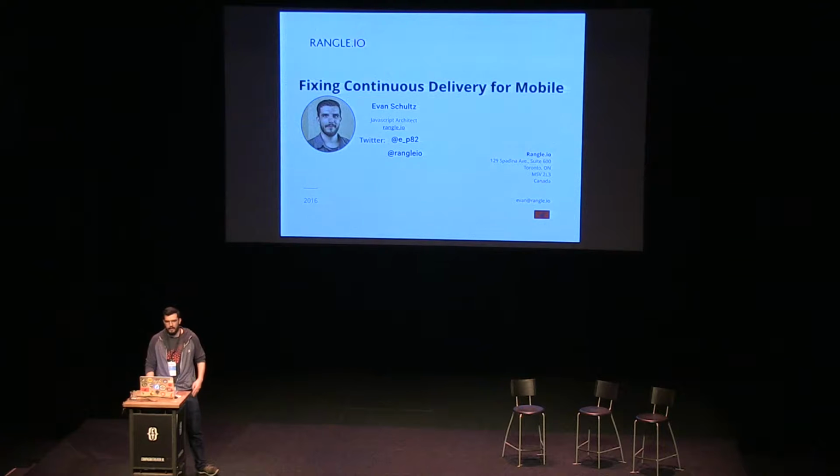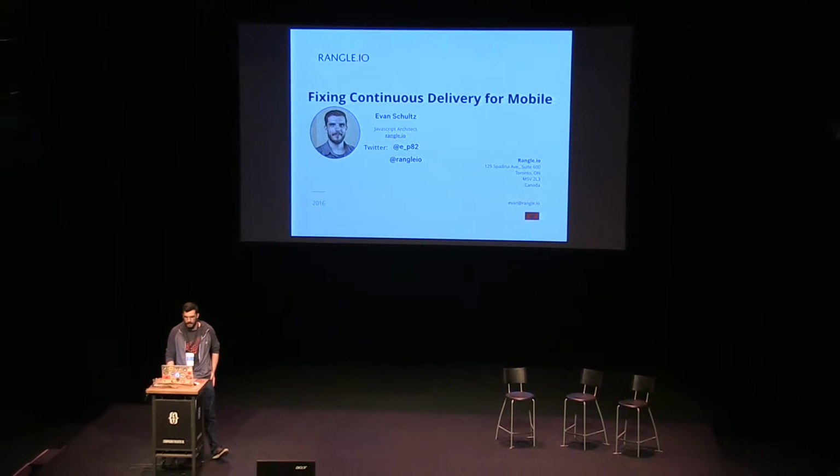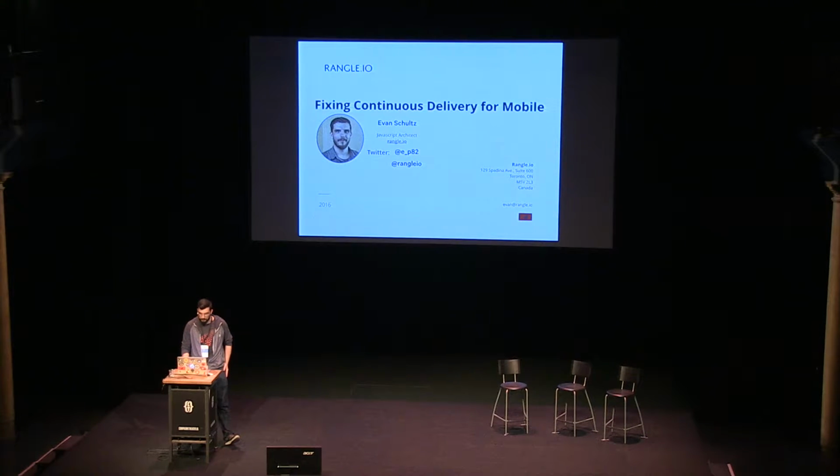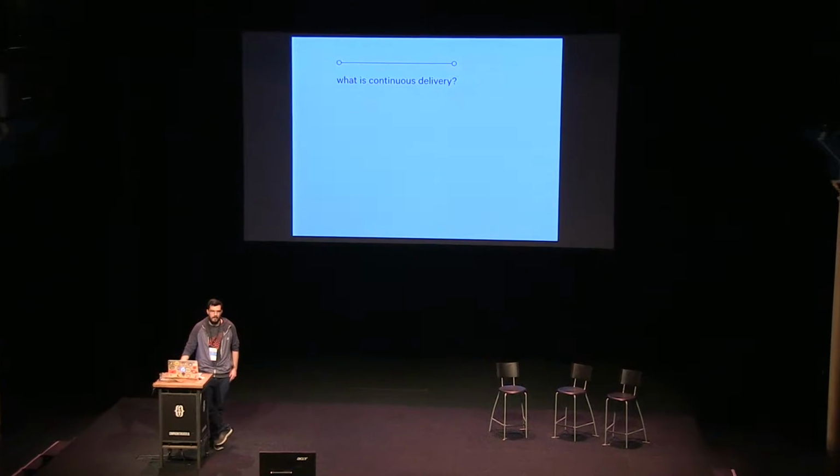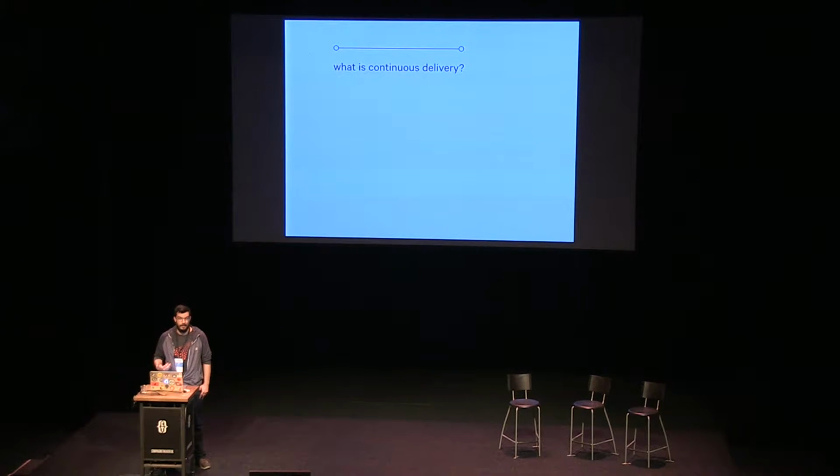So this talk is about how to improve continuous delivery for mobile. First, I'm going to spend a minute or two talking about what continuous delivery is, because everyone seems to have their own ideas of what this actually means. Continuous delivery has a few parts: continuous integration, continuous delivery, and finally continuous deployment, getting the deployable code out to the devices.